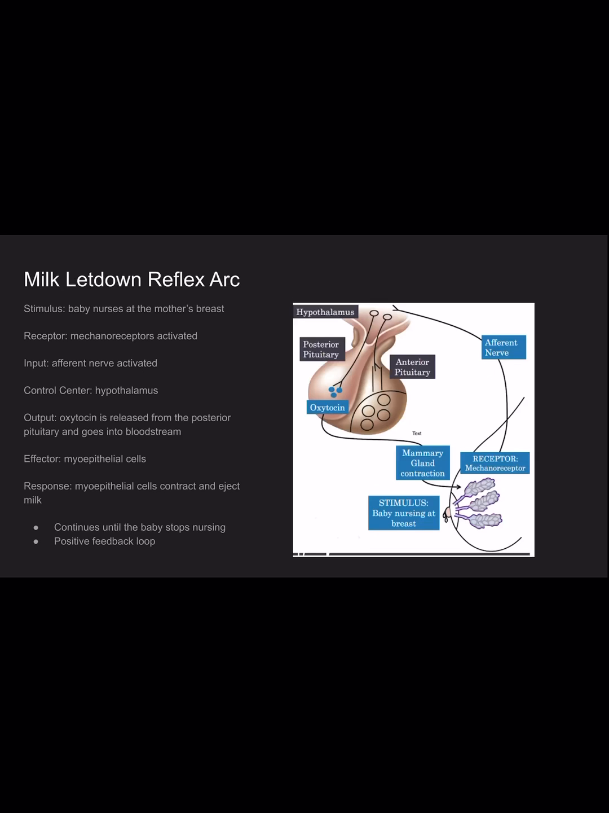So once these mechanoreceptors are activated, an afferent nerve can then go to the hypothalamus, which activates the posterior pituitary, and now we have oxytocin release. From the bloodstream, oxytocin activates the myoepithelial cells. This activation causes the myoepithelial cells to contract and milk to be ejected. So this feedback loop will continue until the baby stops nursing. So if we think about this, this is an example of a positive feedback loop.